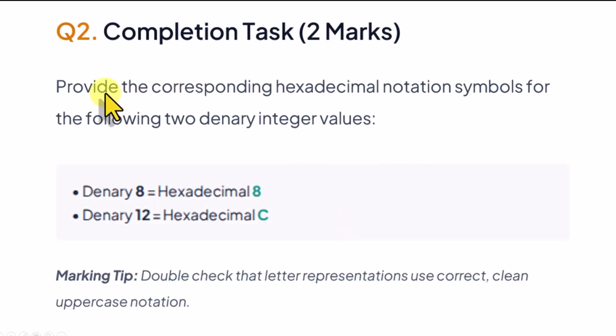Then a completion task: provide the corresponding hexadecimal notation symbols for the following two denary integer values. It is given as denary 8 and denary 12, and we have to change that to hexadecimal. So 8 will be 8, that's just 8. And for 12, A is 10, B is 11, and C is 12. So capital C. Just remember one thing: some students lose marks here because they use small letters. In hexadecimal, we use capital letters. Do not forget that.